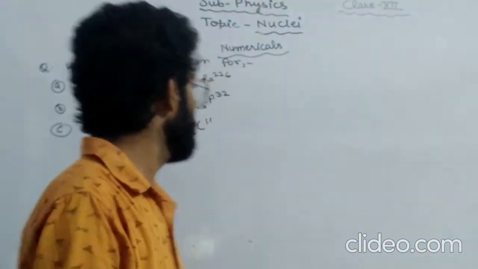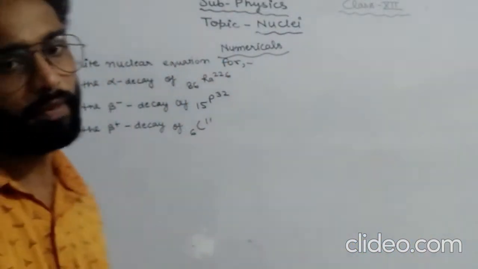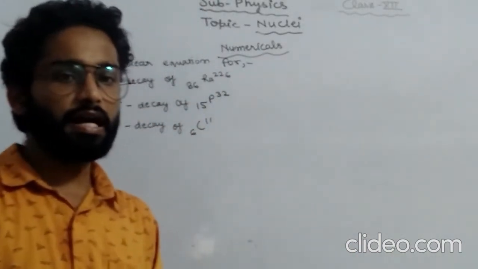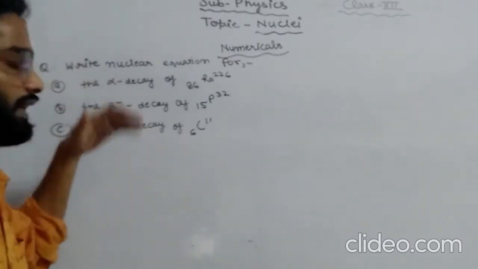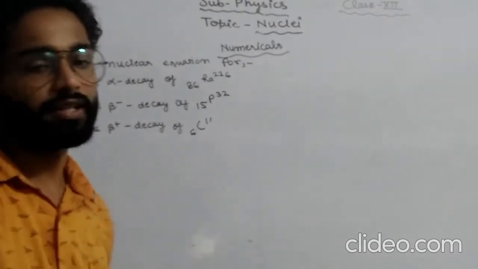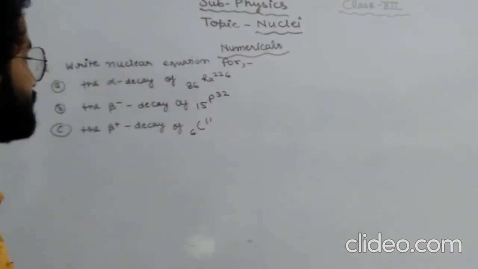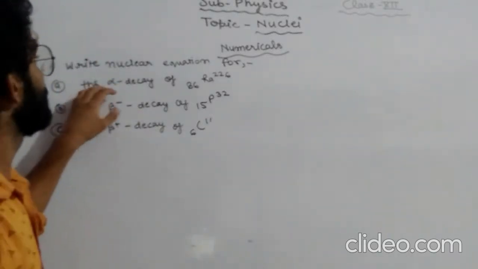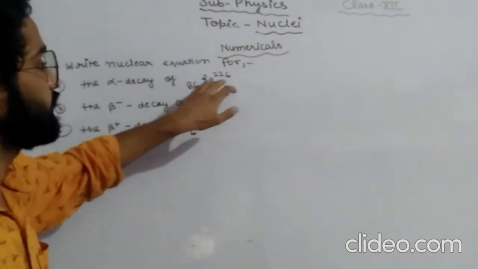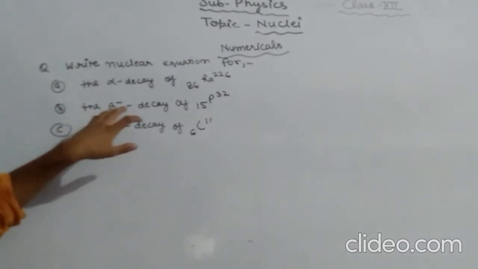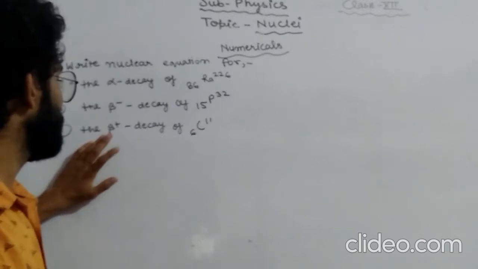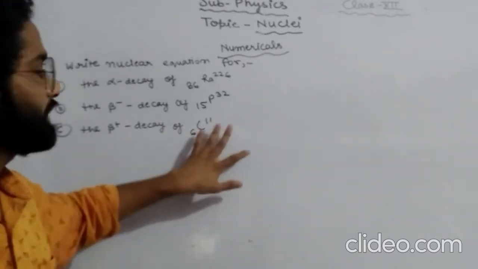Now we are ready with our new topic. This one is numerical topic. Actually this chapter is having less number of numericals, but the numericals which are asked in examination, I have to solve, and I will tell you how you will solve these numericals. The very first numerical, it is written on board, that is write the nuclear equation for the alpha decay for 86 radon 226, the beta negative decay of 15 phosphorus 32, and the beta positive decay for 6C11.